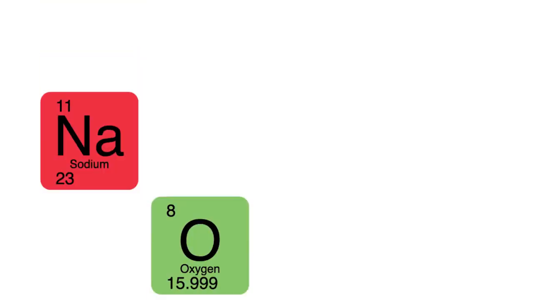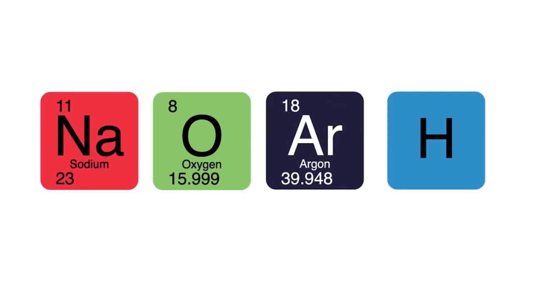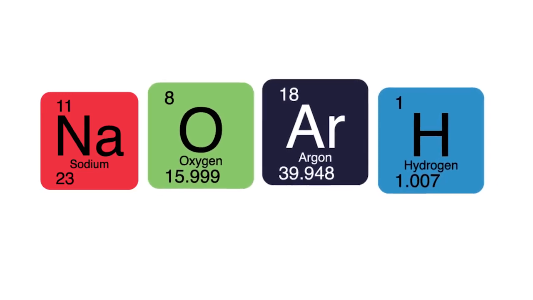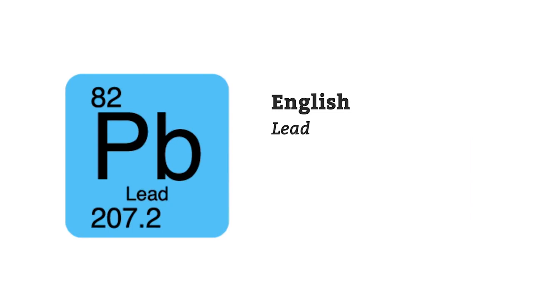Each element has a different symbol, such as Na, O, and Ar. What element is represented by the symbol H? H represents hydrogen. Most of the elements have symbols that start with the same letter as their name. The exceptions are often symbolized by a name derived from another language, like Pb for lead. This is because in Latin, lead is known as plumbum. When you look on the periodic table, you will see that the second letter of the symbol is always lowercase.